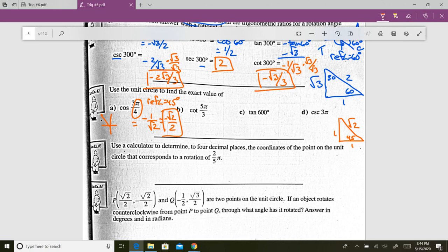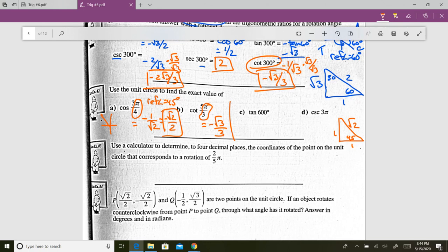So tan of 5 pi over 3, what's pi over 3? Hopefully you remember that that is 60 degrees. We have 5 60-degree angles, so that's 300. Okay, so essentially it is this question right here. The same thing. So it's going to be negative root 3 over 3.